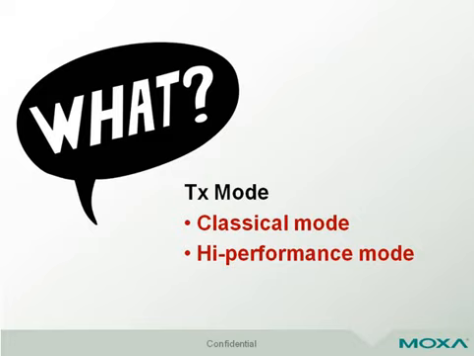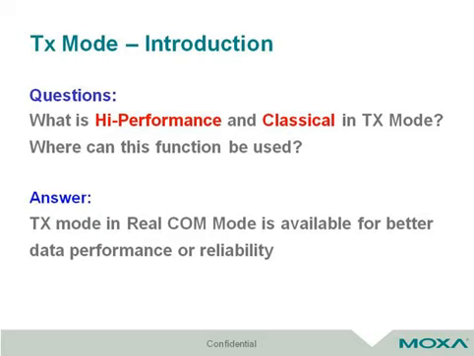When the software sends out data, how does the driver handle it? There are two ways the driver can behave: classical mode and high performance mode. What are high performance and classical in transmission mode? Where can this function be used? The answer is that transmission mode in real-time mode is available for better data performance or reliability.